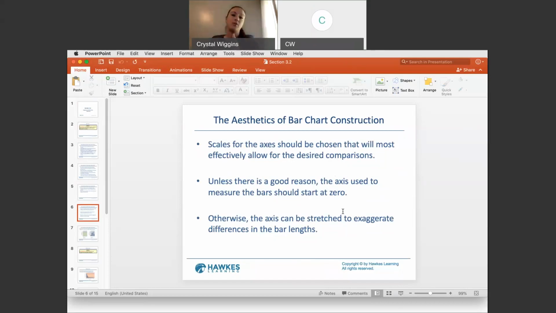Percent and relative frequency are the same statistic in a sense. So typically I don't use percents for bar charts. I would use them for pie charts, which we'll get to in a moment.